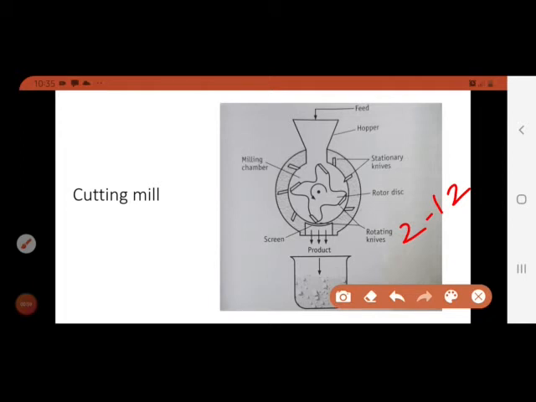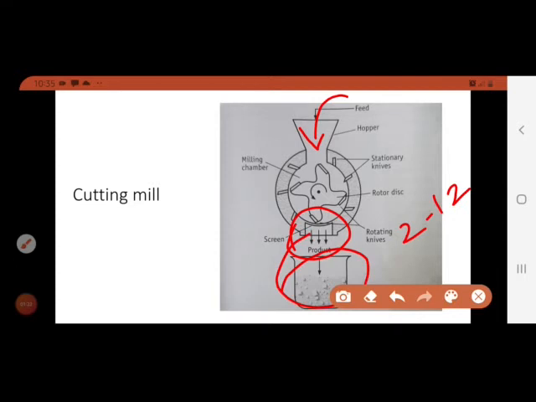In the casing at the top there will be a hopper through which the material enters into the cutter mill. At the bottom there will be a screen. After the size reduction, the size reduced particles enter into the screen and are collected in the reservoir in the product form.